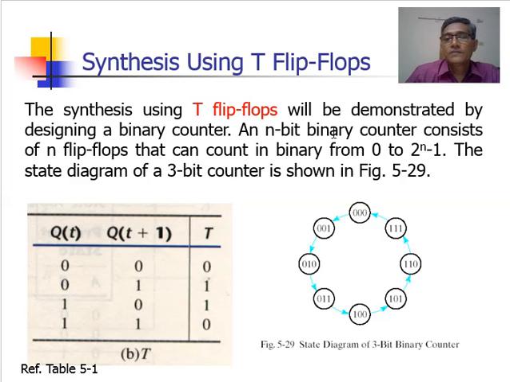If it is an n-bit binary counter, it consists of n flip-flops that can count in binary from 0 to 2 power n minus 1. So if you take a 3-bit counter, it can count from 0 to 2 power 3 minus 1. So it will count from 0 to 7. The counting sequence with respect to the state diagram is shown here.